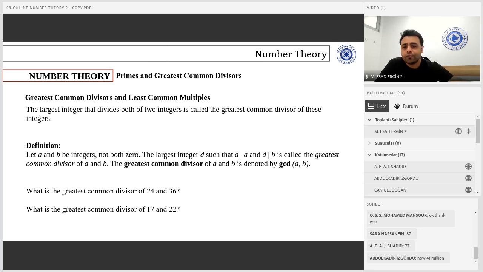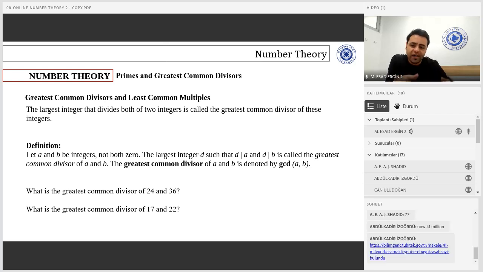So we are going to find the greatest common divisor and the least common multiple. And you probably remember them from high school, but I'm going to go fast in that place.